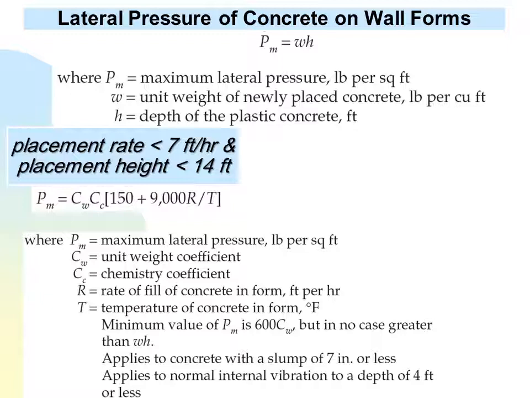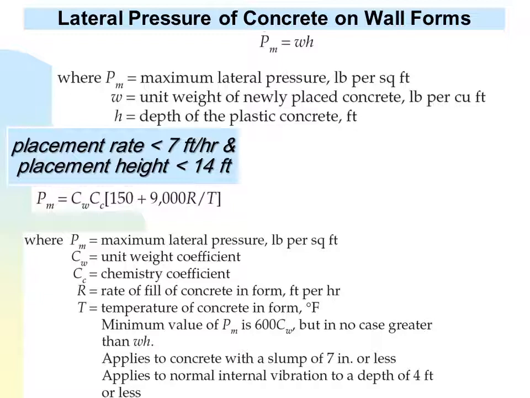So when you think about it, if the slump is more than that, it means that it's more like self-compacting concrete. It's very fluid actually. So if the slump is more than that, you should simply say that the pressure is W times H, because that's it. It is a fluid. Self-compacted concrete is a fluid.